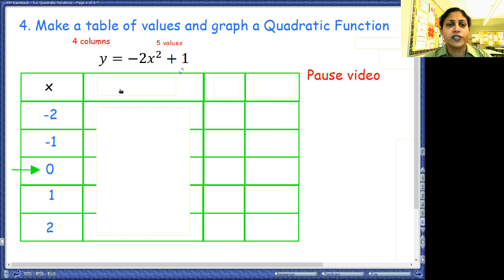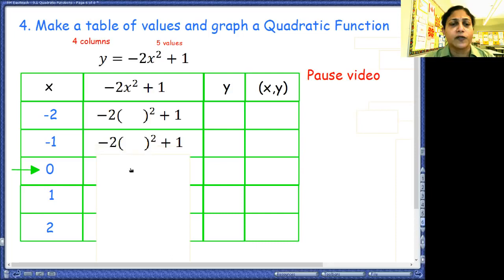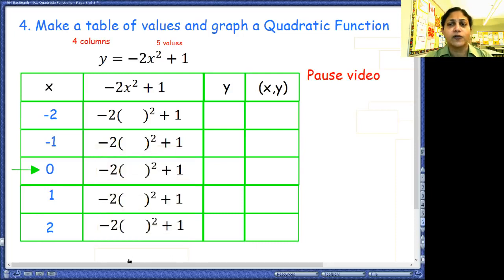and put the function in the second column. Third column is y, fourth column is xy, and remember to mechanically just put parentheses instead of the x for each one of these, and then you want to pause the video, you want to fill out the x values, and then play the video again.